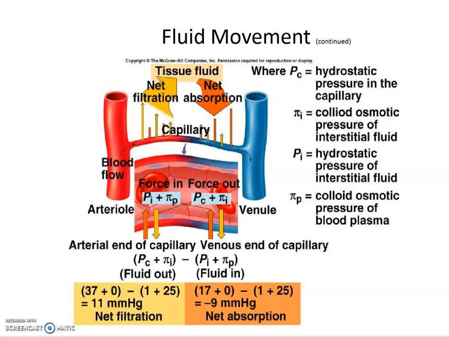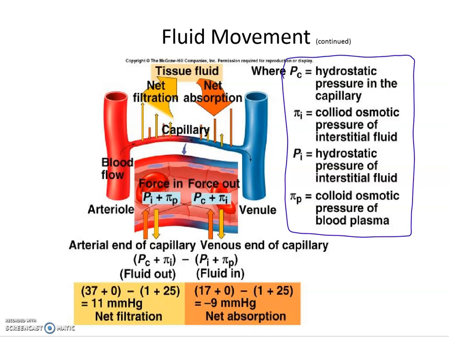So here are your forces again. Let's box this in, and let's put some numbers on this. The hydrostatic pressure in the capillary is 37 millimeters of mercury at first, and then once you're on the venous side, that pressure drops significantly. It's going to be only 17 over here.